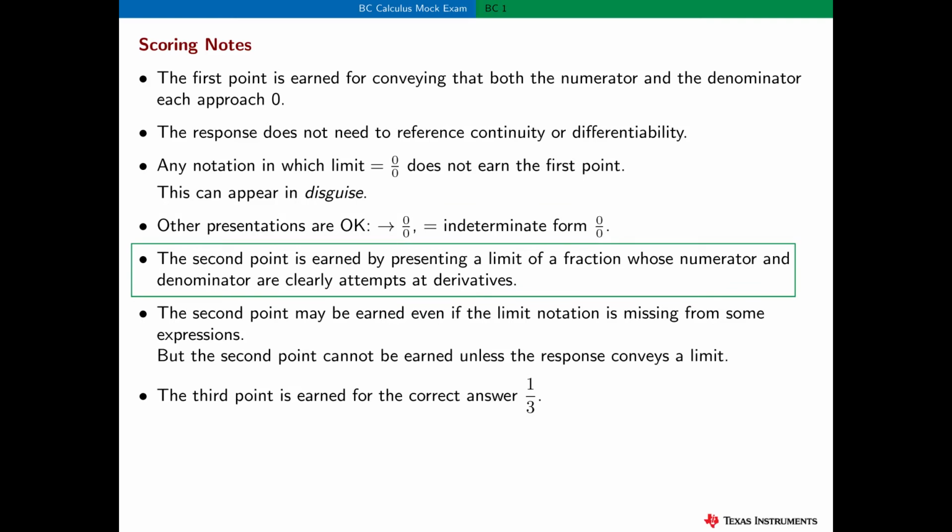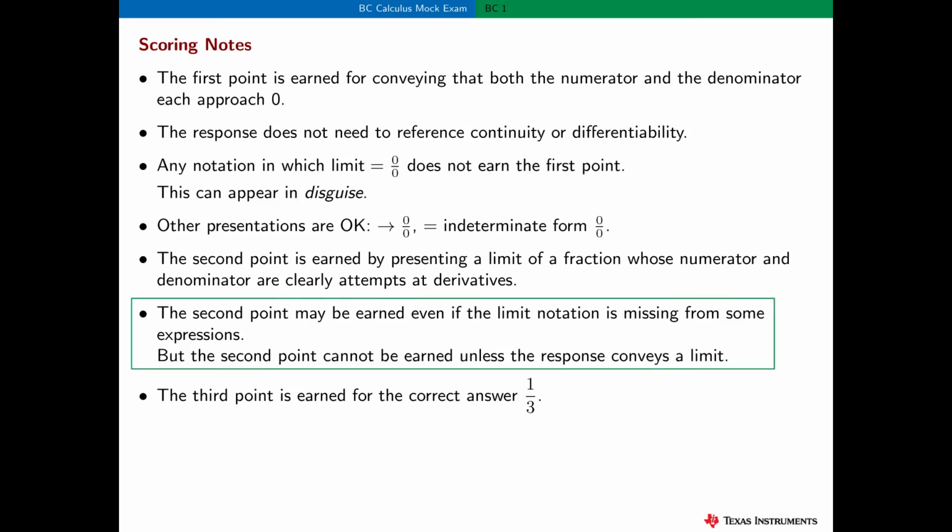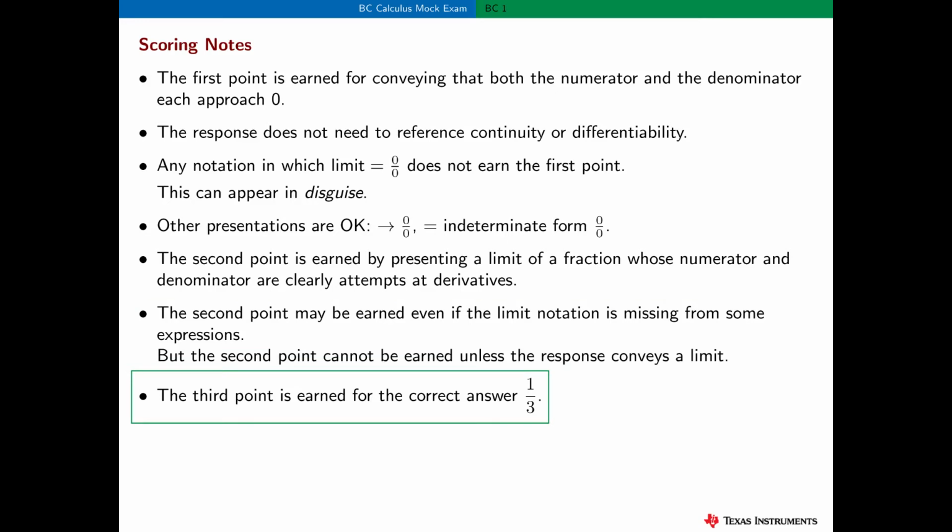The second point is earned for presenting a limit of a fraction with numerator and denominator that are clearly attempts at derivatives. There's certainly some professional judgment here in awarding this point. The second point can be earned without proper limit notation, but the response must in some way convey a limit. And again, we generally use some professional judgment. And finally, the third point is earned for the correct final answer, 1/3.